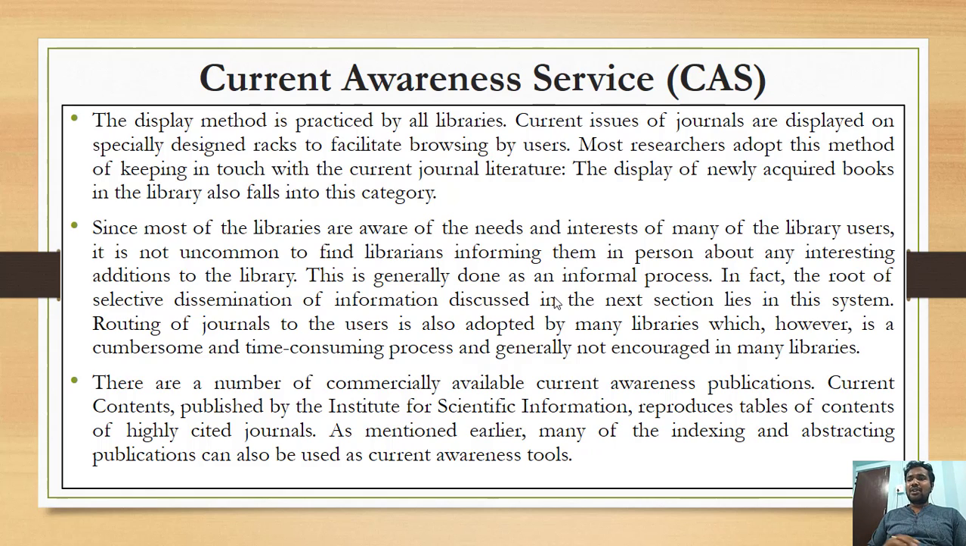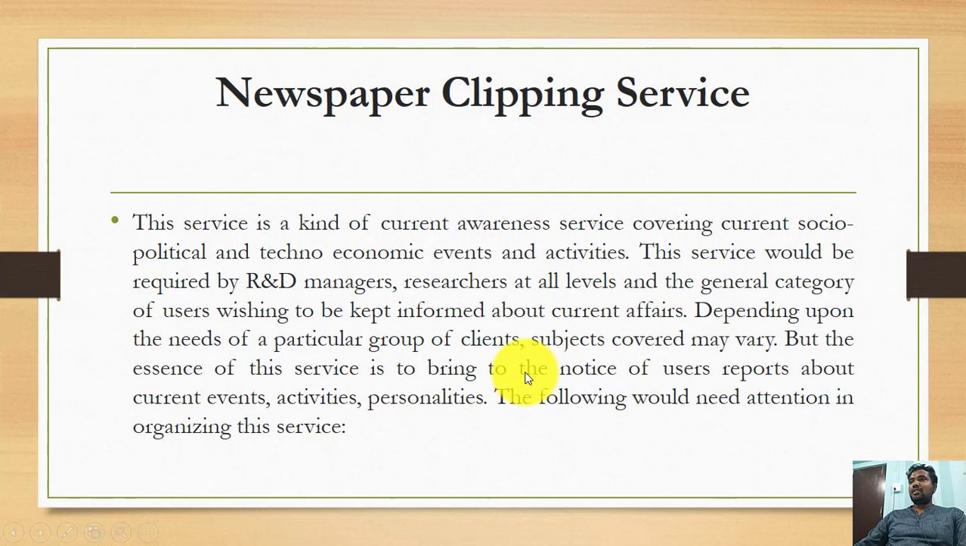There are a number of commercially available current awareness publications. Current Contents, published by the Institute for Scientific Information, reproduces tables of contents of highly cited journals. As mentioned earlier, many of the indexing and abstracting publications can also serve as current information services. Another is the newspaper clipping service.